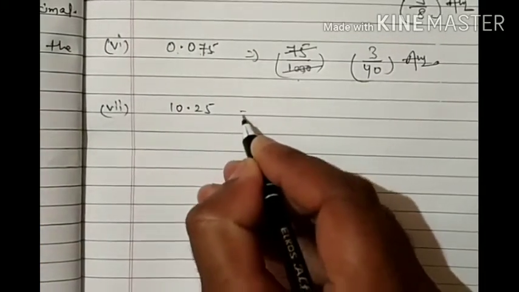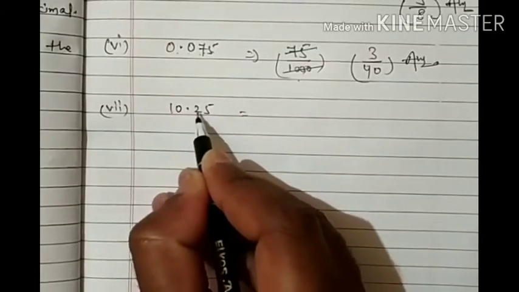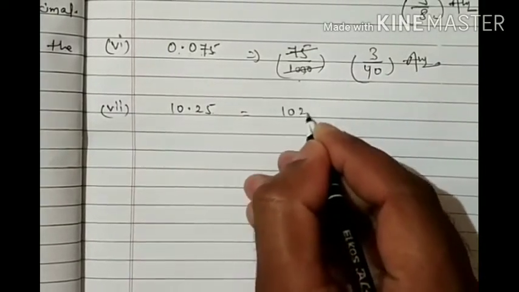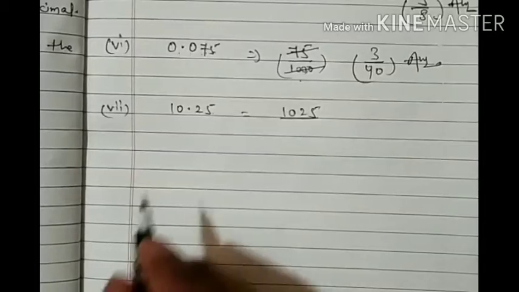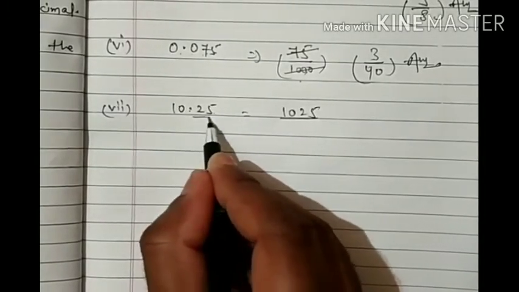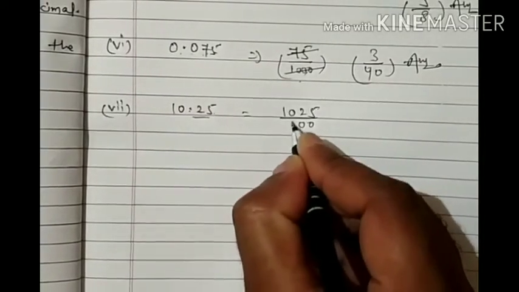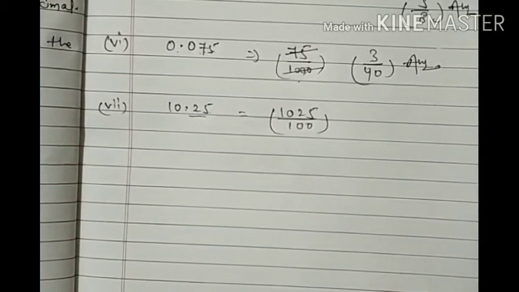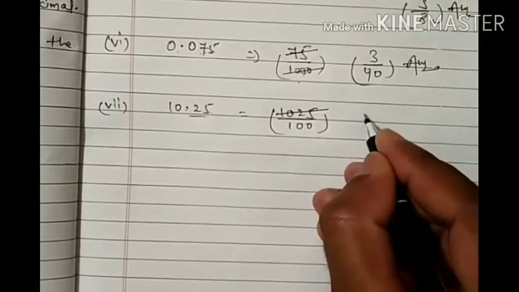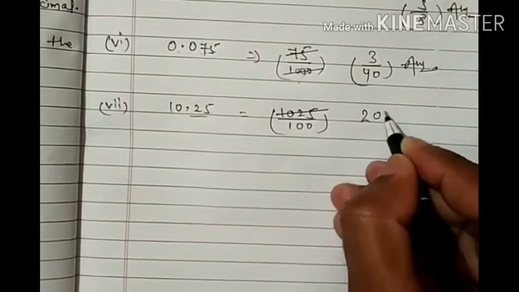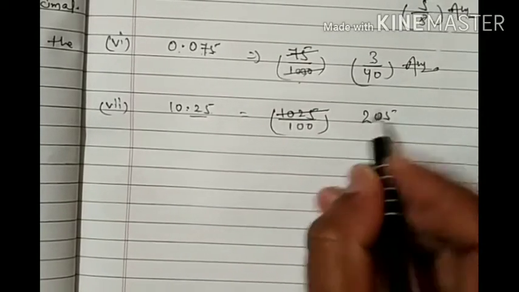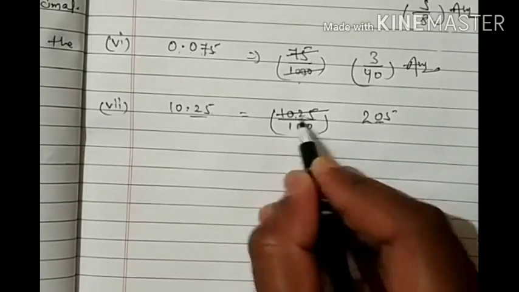Very simple. The same steps. We will write 1025. And how many digits do we have in the decimal places? 2. We will write 1 followed by two zeros. What do we get? 1025 by 100. We will divide it using 5. 5 twos are 10 and 5 fives are 25. Why had we put 0? Because there was 2 which is less than 5.